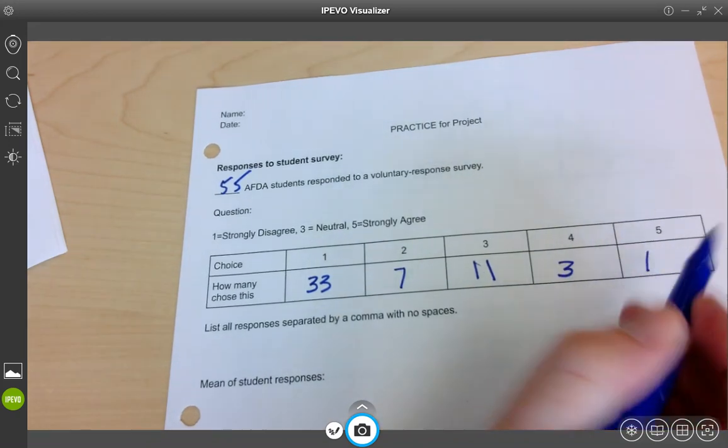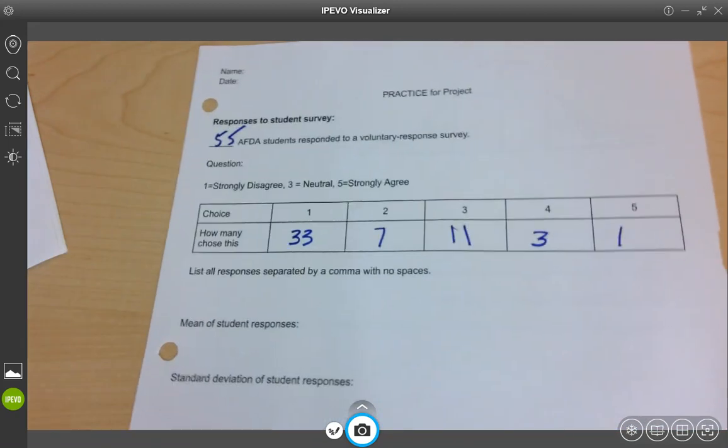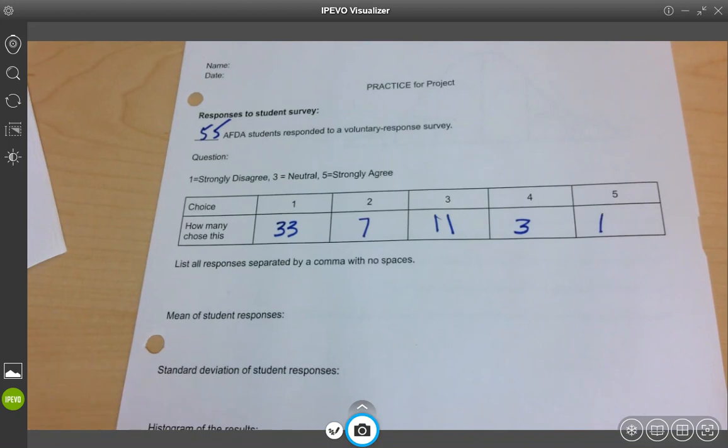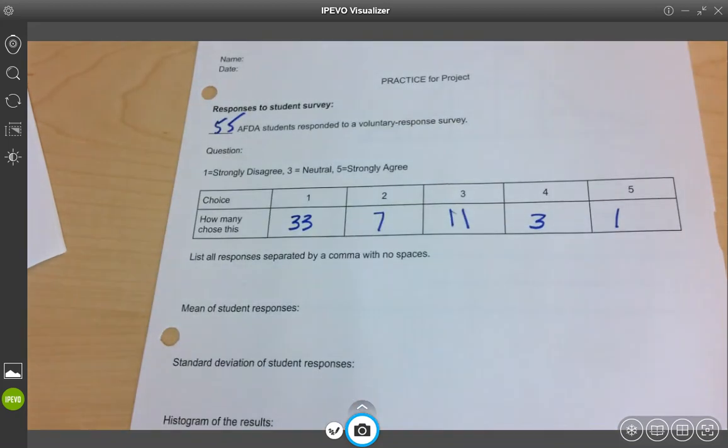Good. All right, so make sure that you're actually trying to do these things along with us, because that's what's going to help you when you're doing your own project. So here it says list all of the responses separated by a comma with no spaces. And the reason why we have to write that list out is because when you find the mean and the standard deviation in Desmos, you can't put these numbers in. These numbers aren't going to tell you anything.